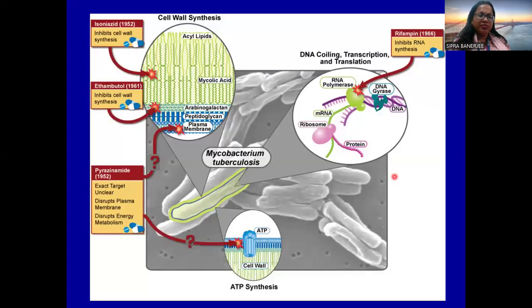This is the Mycobacterium tuberculosis bacteria. Isoniazid will inhibit the cell wall. Ethambutol inhibits arabinosyl transferase. Pyrazinamide will inhibit the plasma membrane, and it will also prevent the synthesis of ATP. And another drug, rifampicin, can inhibit DNA-dependent RNA polymerase synthesis.